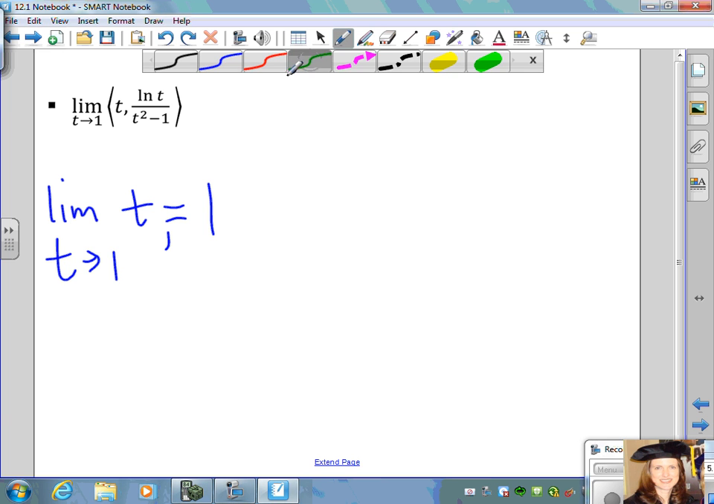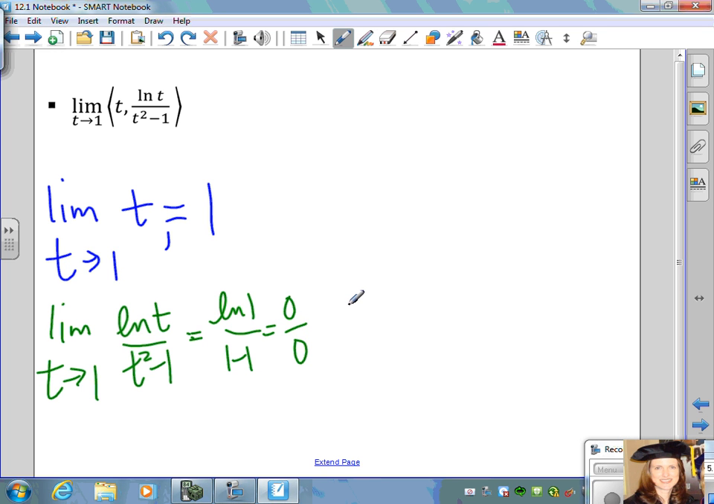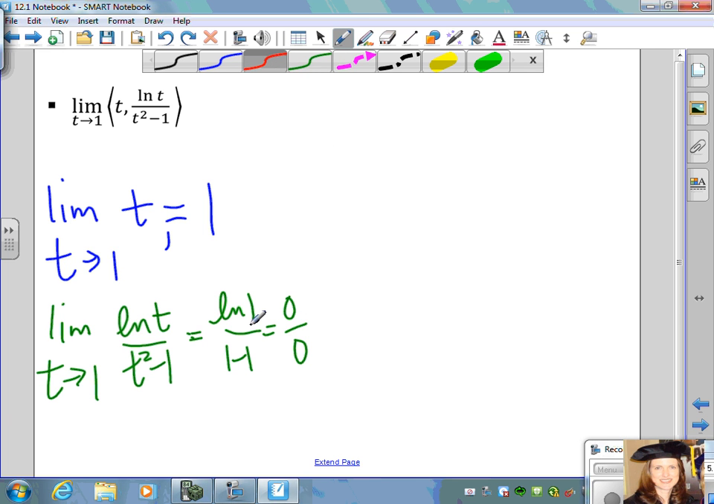Now we want to find the limit as t approaches 1 of the natural log of t over t squared minus 1. If you plug in 1 for t, you get the natural log of 1 over 1 minus 1, and the natural log of 1 is 0, so 0 over 0. This is another indeterminate form. So we can use L'Hopital's rule to find an equivalent limit. A 0 over 0 indeterminate form means you cannot determine the limit simply by plugging in the values.